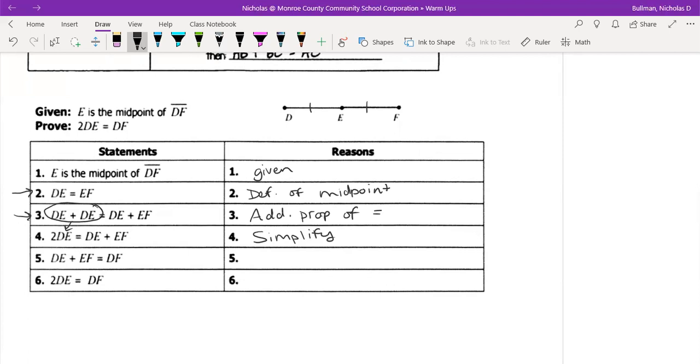Now I've got DE plus EF equals DF. Well, that's kind of similar to statement 4. The only difference is I replaced 2DE with DF because the DE plus EF is the same on both. So I replaced 2DE with DF, which makes me think substitution.